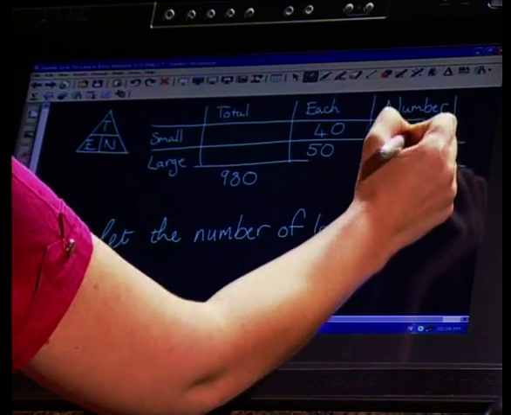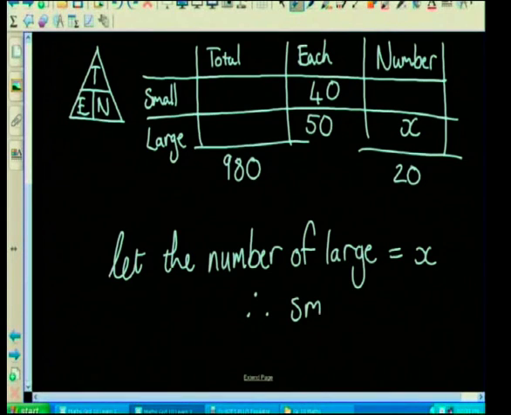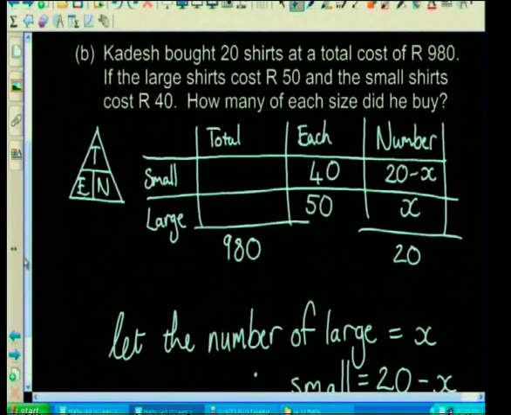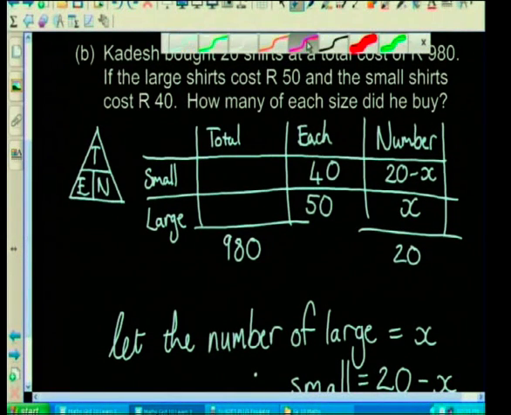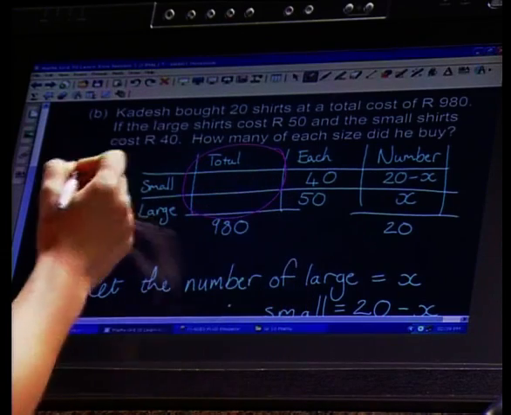Now, if the number of large shirts equals X, that means the number of small shirts will be what? And if you said 20 minus X, I am very proud of you. There we go. 20 minus X. How do I know that? Because the total number of shirts bought are 20. So 20 minus X plus X will give me a total of 20. Remember that we are still meant to have a column missing, and here is where that column is. We still need to fill in those values. How do we find them?